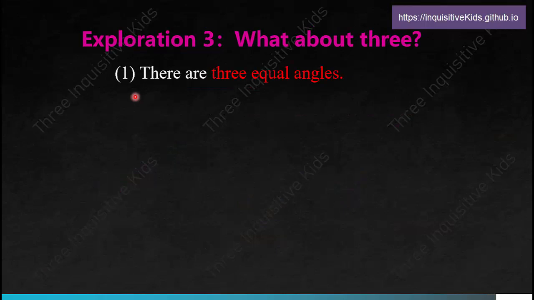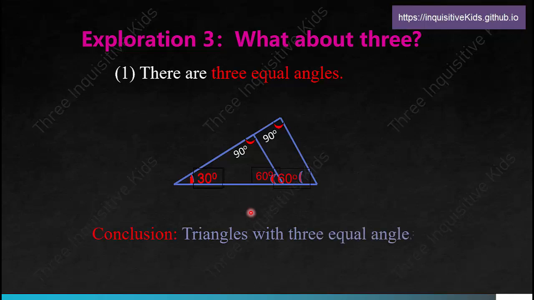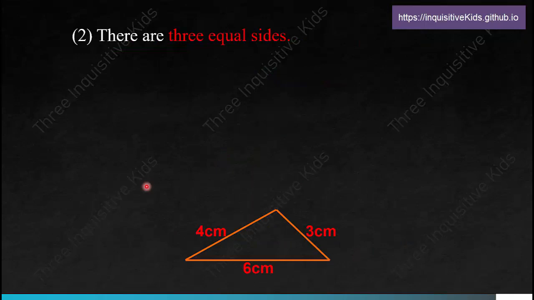Now what about exploration 3? What about 3 pieces of information? 1, there are 3 equal angles. Both of these triangles have one 90 degree angle, one 30 degree angle, and one 60 degree angle. But one is larger than the other. And this is because of dilation. So this is also not necessarily guaranteed. Conclusion: triangles with 3 equal angles are not necessarily congruent. But what about when there are 3 equal sides?